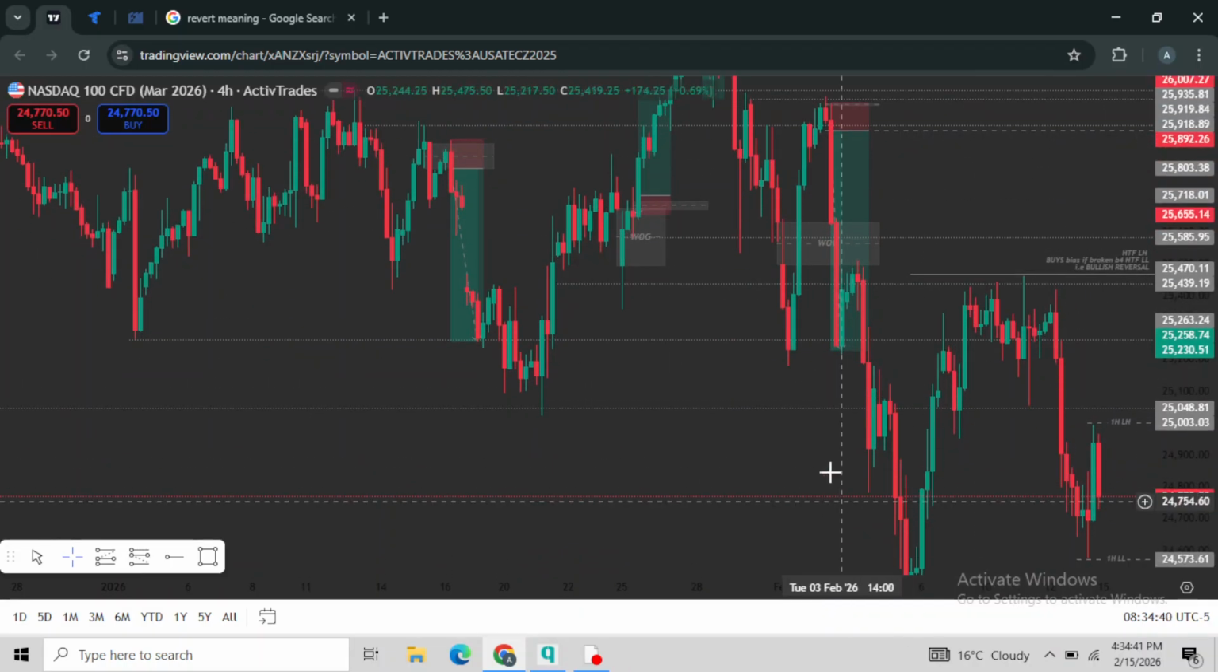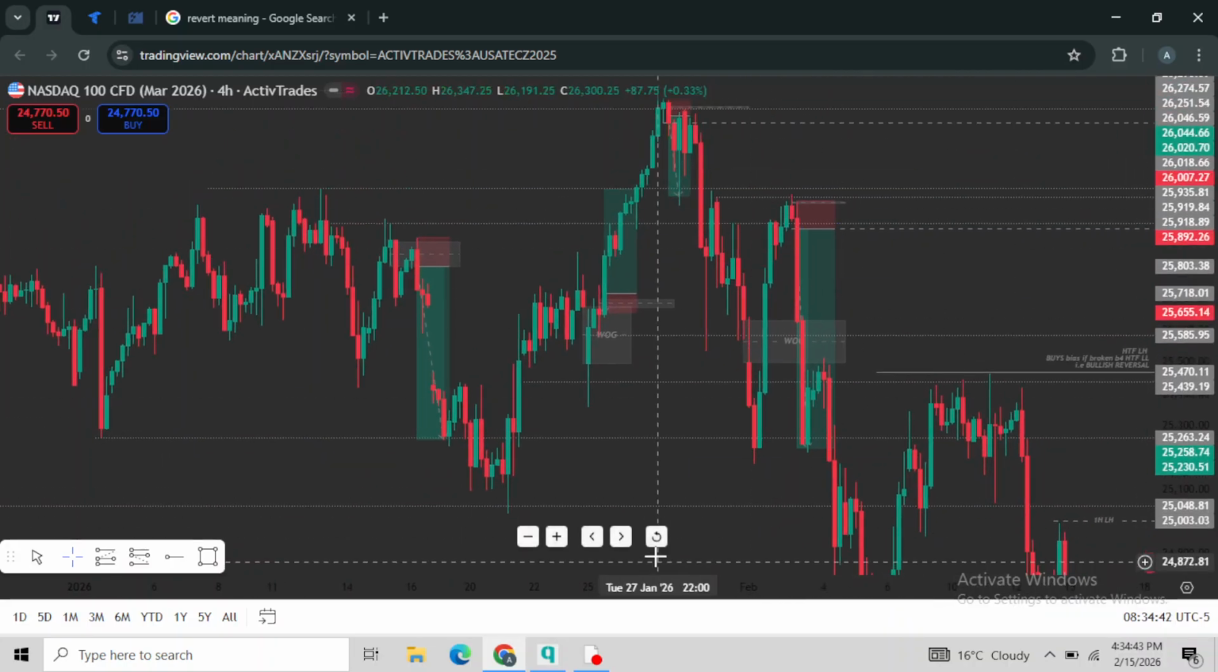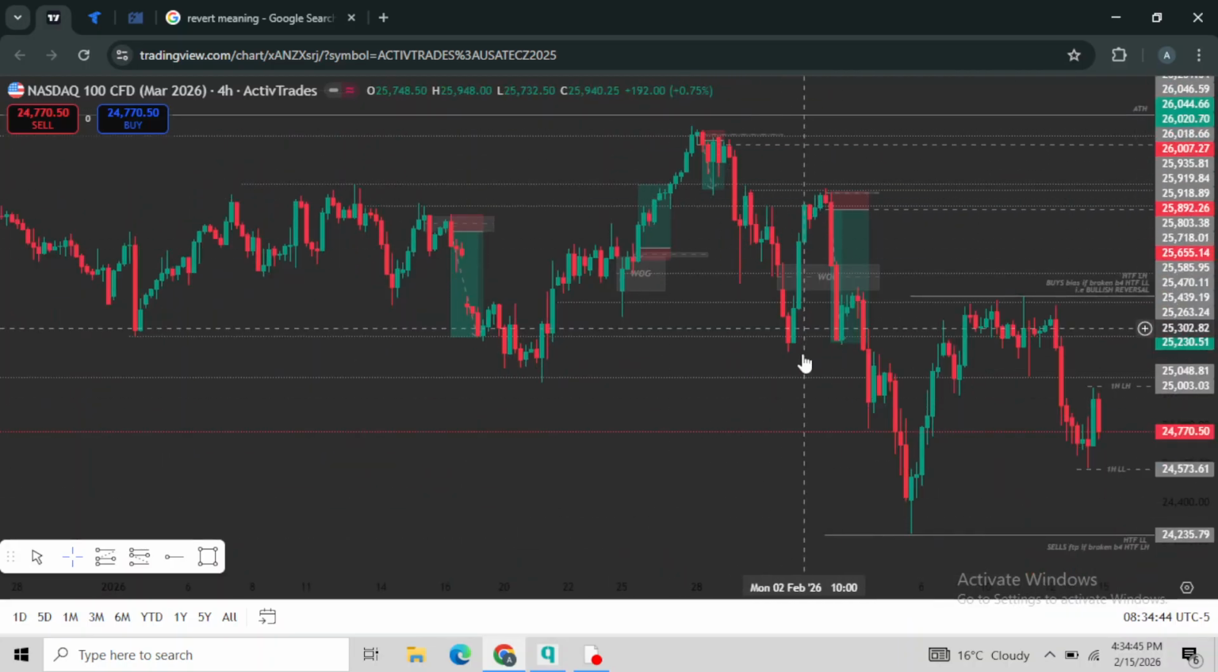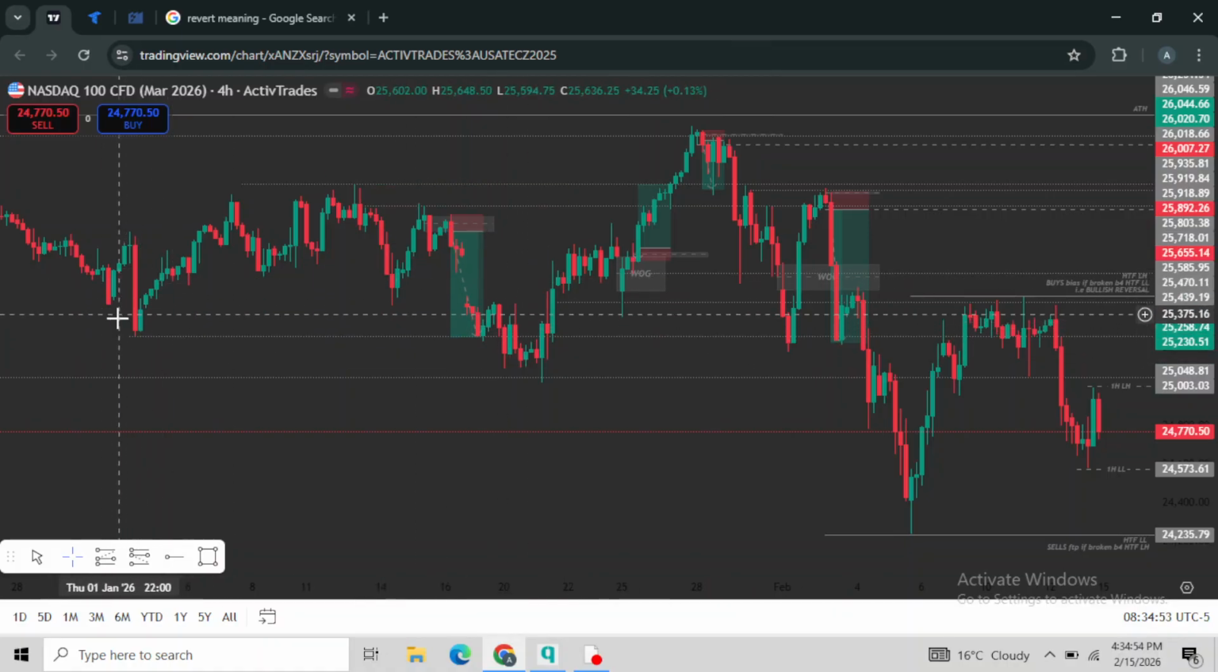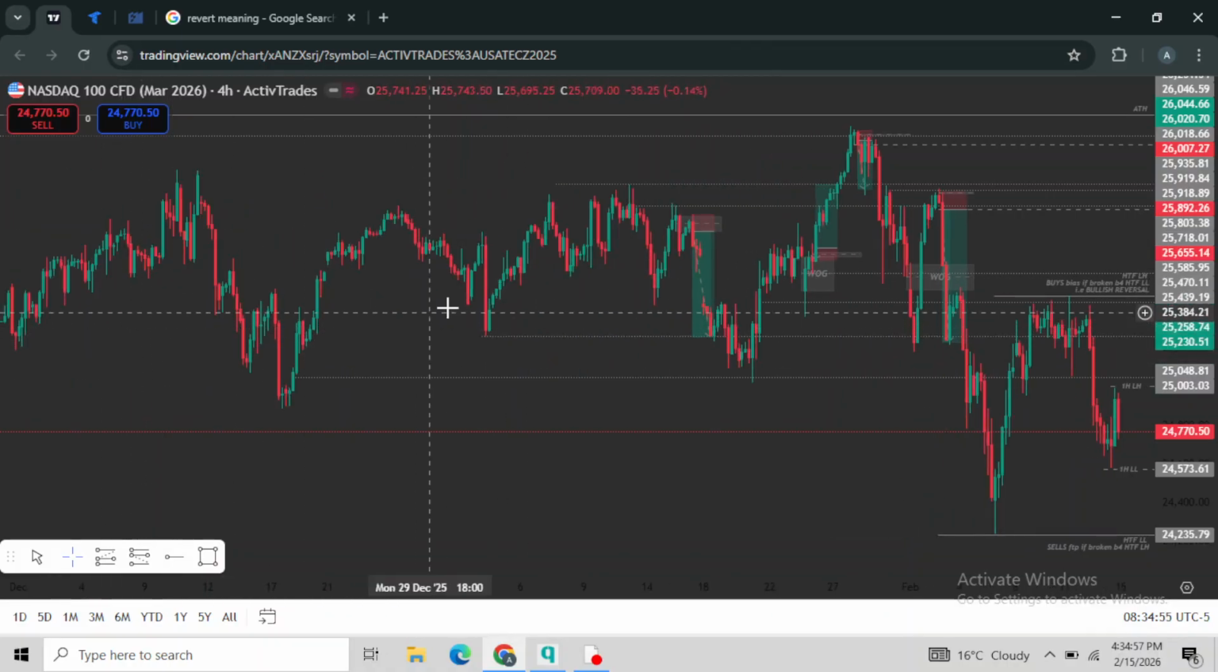So on the 4 hour, price is bearish coming this way. Price reaches this point, which is a major support zone. You see price, this is a major support.